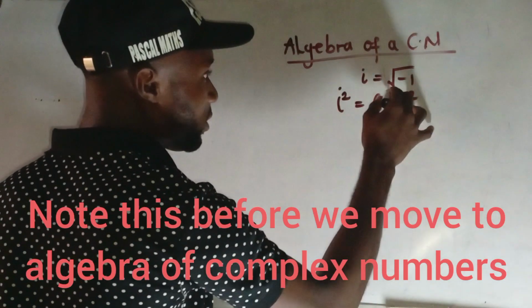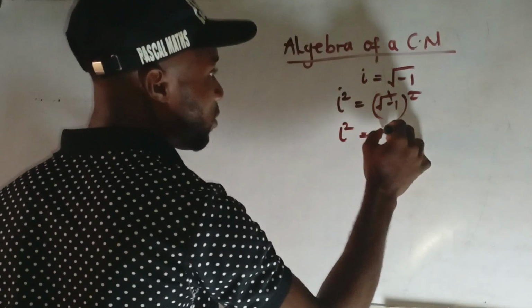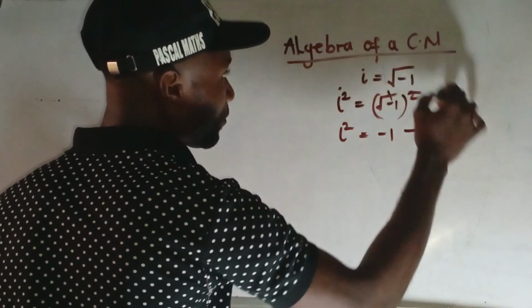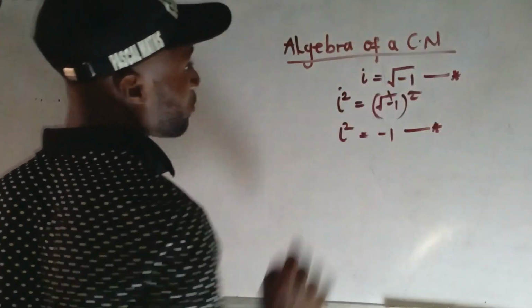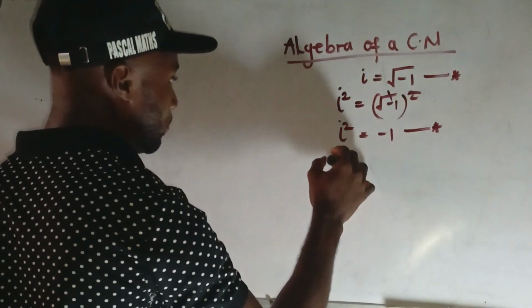Remember that in mathematics the square root cancels the power. So that means that my i squared is equal to -1. Note that's point 1 and point 2. So now let's look for what we call operator i cubed.